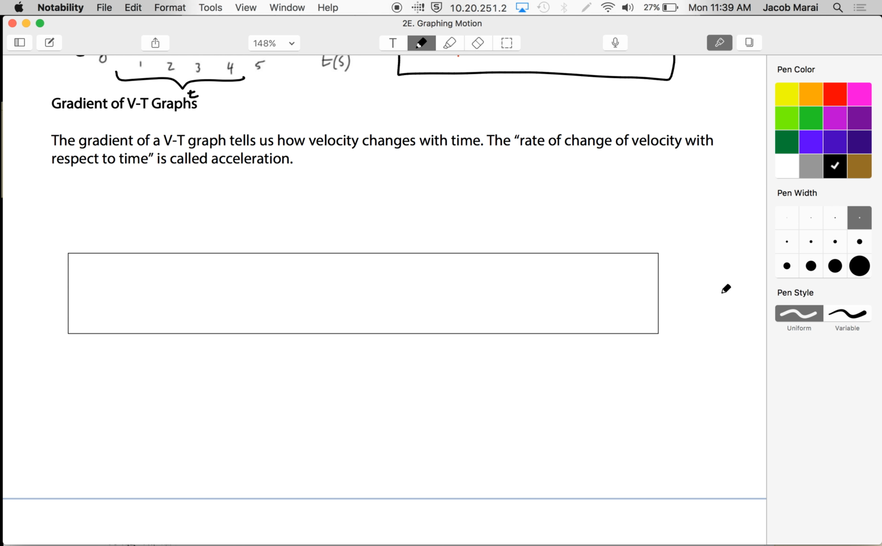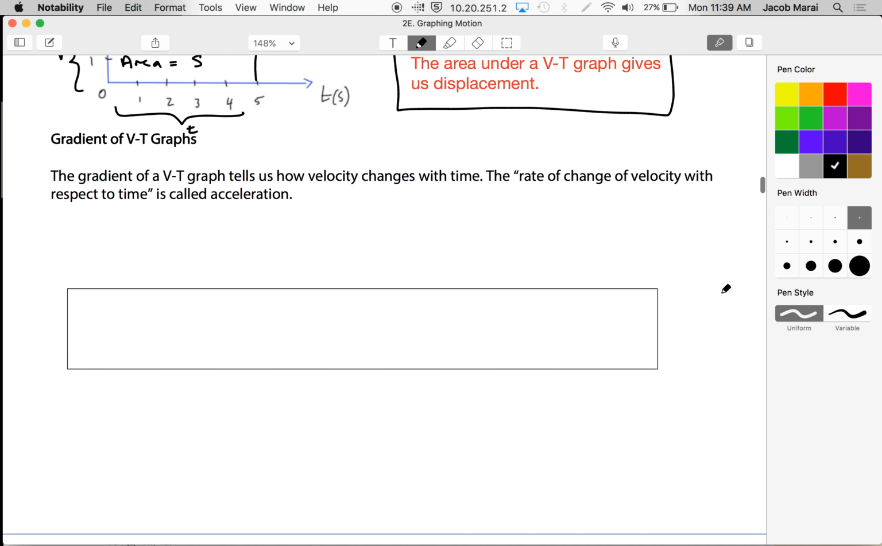All right. We can also get the next thing. The gradient tells us how velocity changes. Velocity is delta V over delta T. So that is the rate of change of velocity. So what we're going to write in our little box here is m equals y2 take y1 over x2 take x1. Now we're going to put it into physics context. Delta V over delta T.